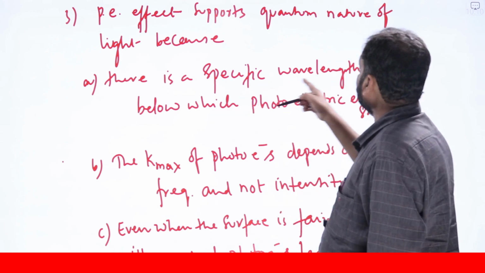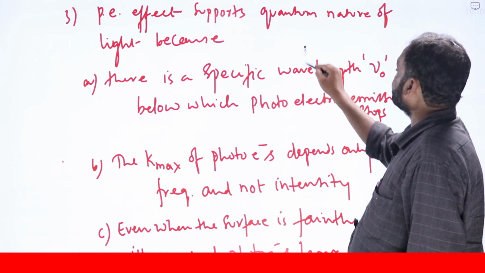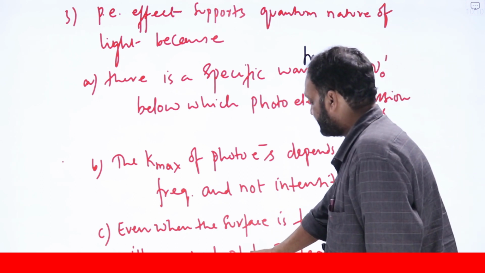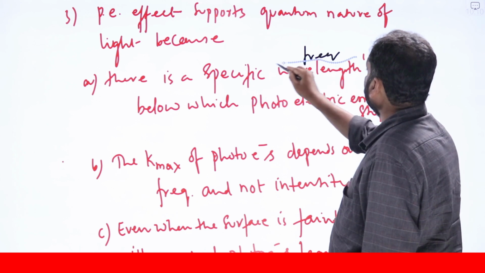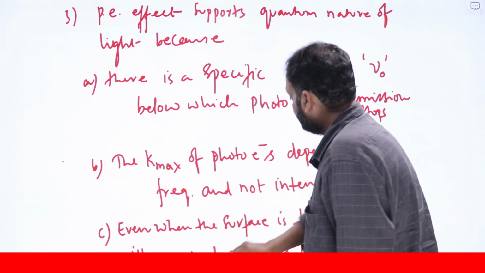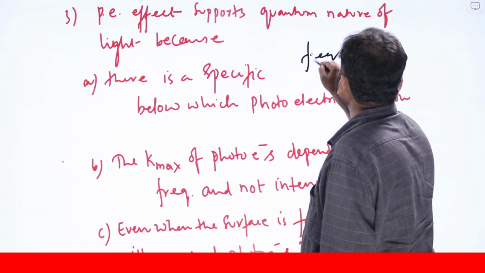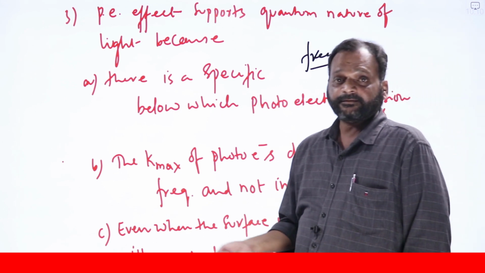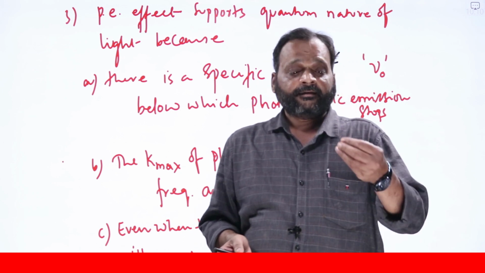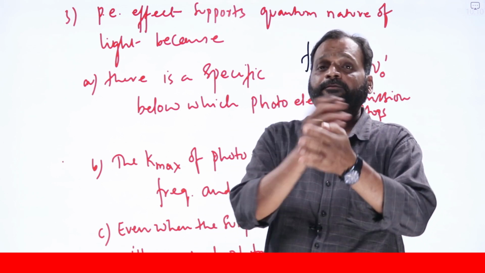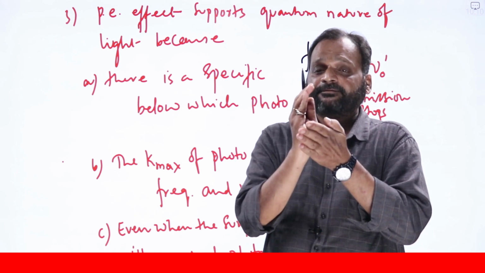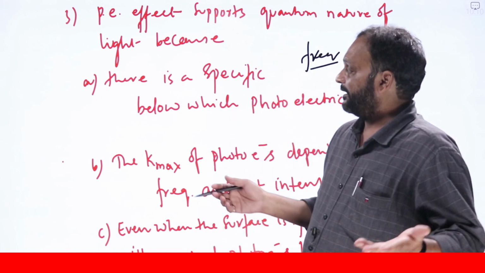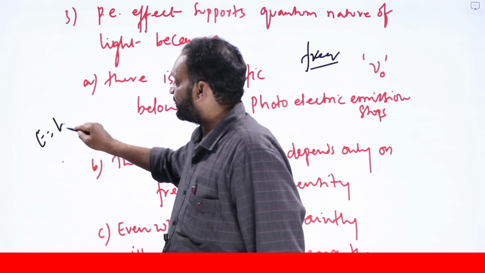There is a specific frequency nu naught below which photoelectric emission stops. This is one of the 4 salient features of photoelectric effect. There exists a threshold frequency nu naught below which photoelectric emission stops. Only when the incident light's frequency is equal to or above that nu naught is photoelectric emission occurring. Because according to quantum theory, energy of each photon is E equal to h nu.